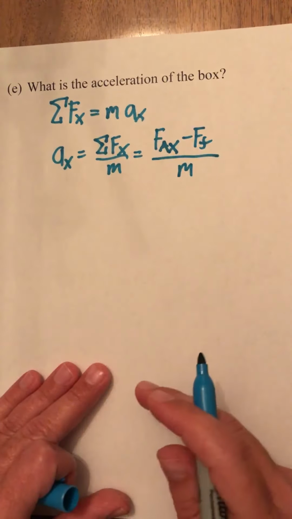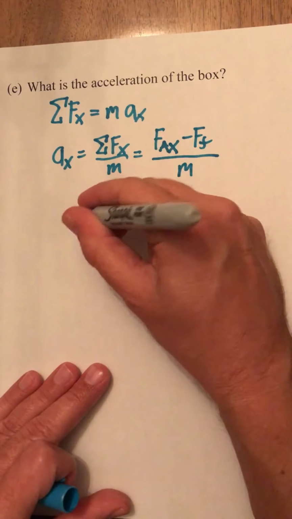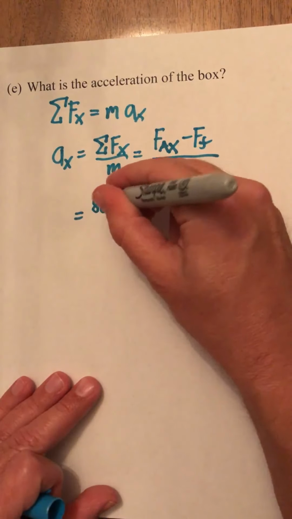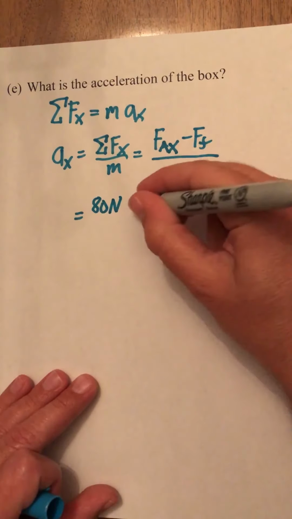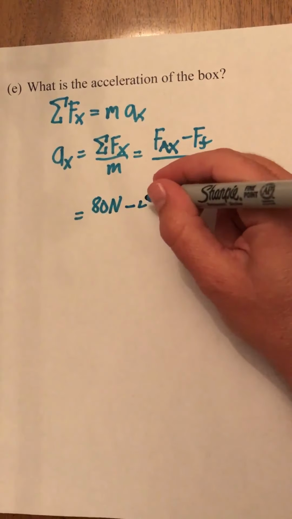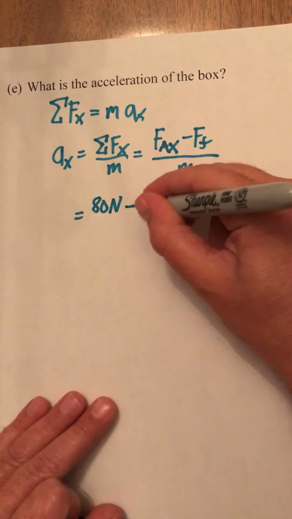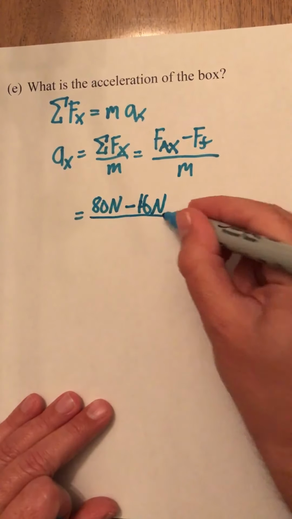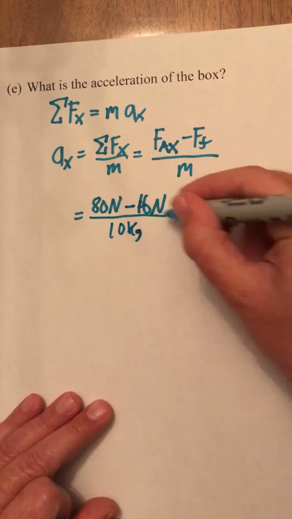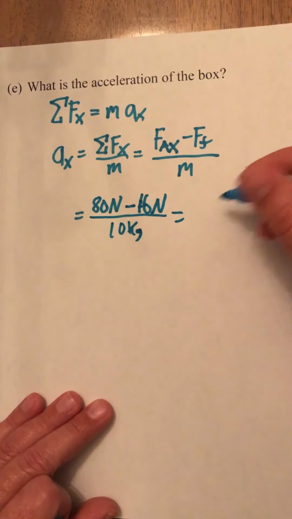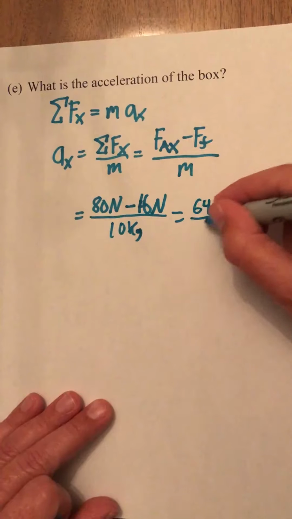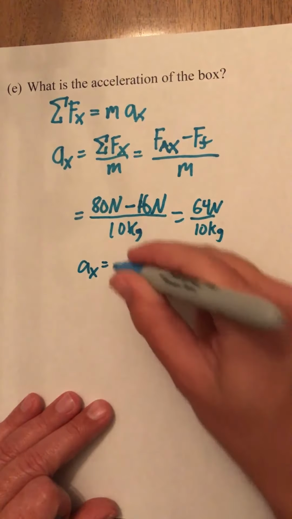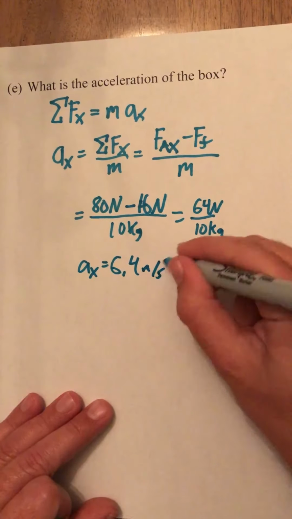And we've actually just solved for all of these already. We know what they are. The force applied in the x direction we solved on the previous one was 80 newtons. And the force of friction we just solved for was 16 newtons. And so now we can take that and divide it by the mass, which was 10 kilograms. So 80 minus 16 is a total of 64 newtons over 10 kilograms. So we get the acceleration in the x direction is 6.4 meters per second squared.